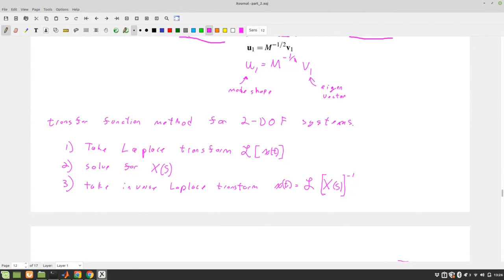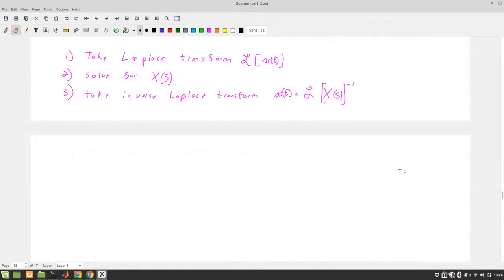Pretty simple, right? So I think the best way to look at this is just with an example. So this is example 5.5 in the notes. And so let's go ahead and solve for x of t, a temporal response for a system. So let's do something a little bit more exciting than what we typically do. Let's do 2 masses that are coupled.